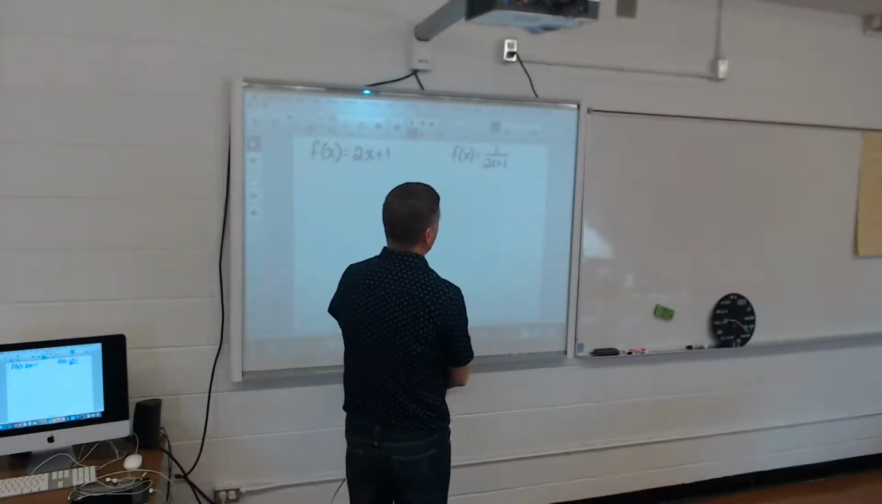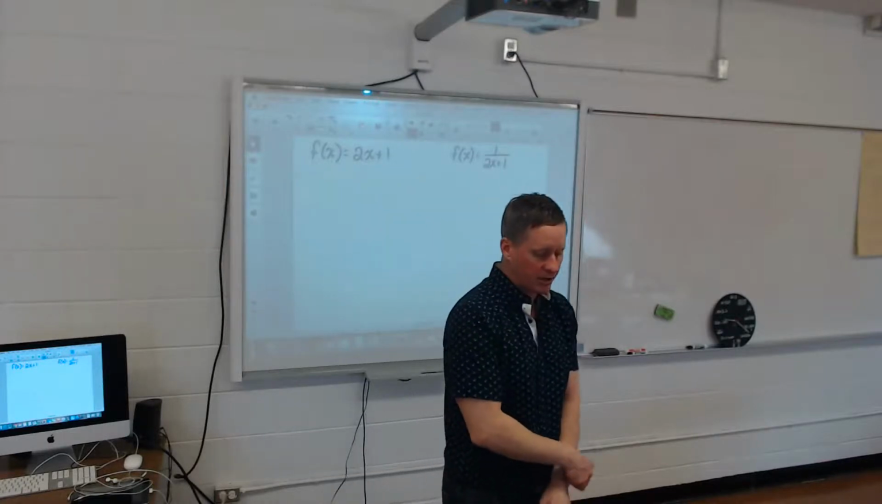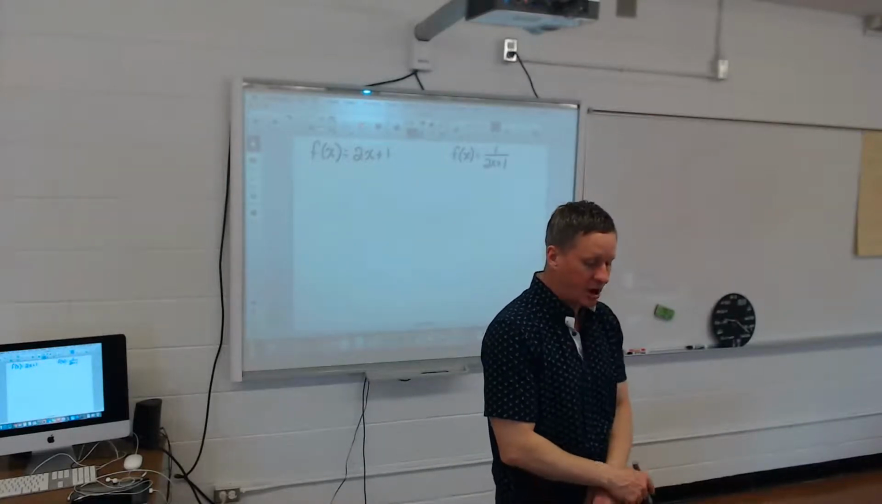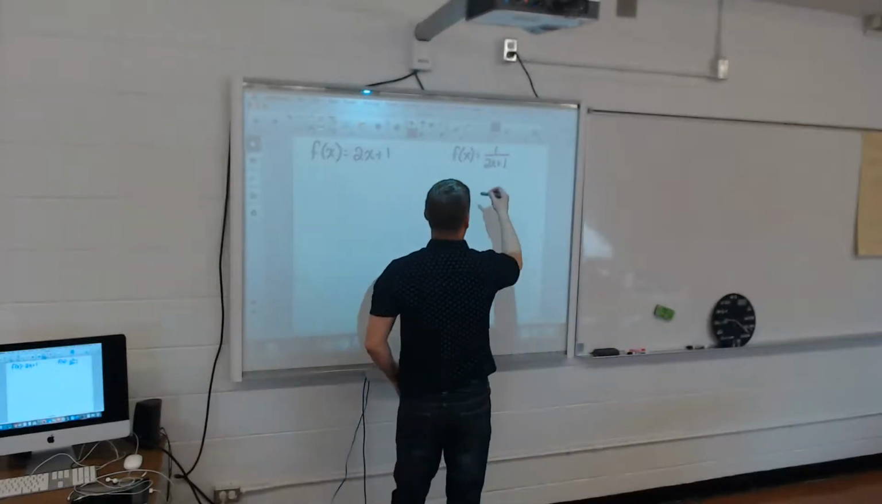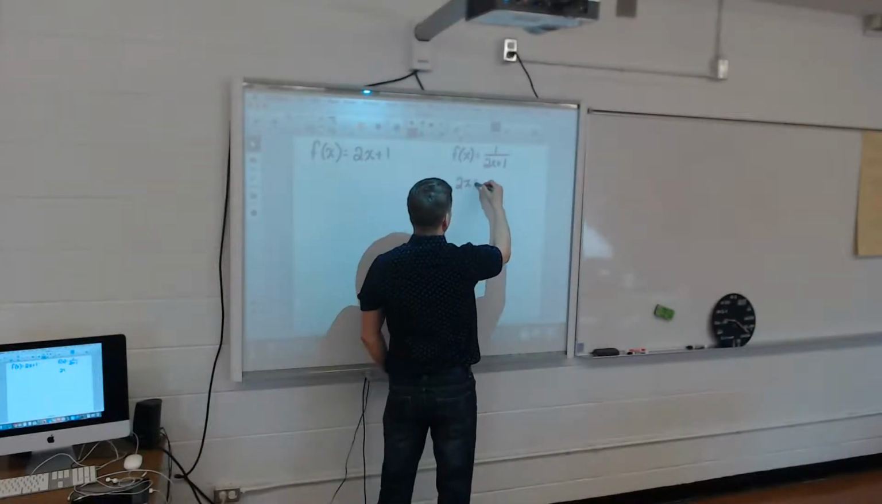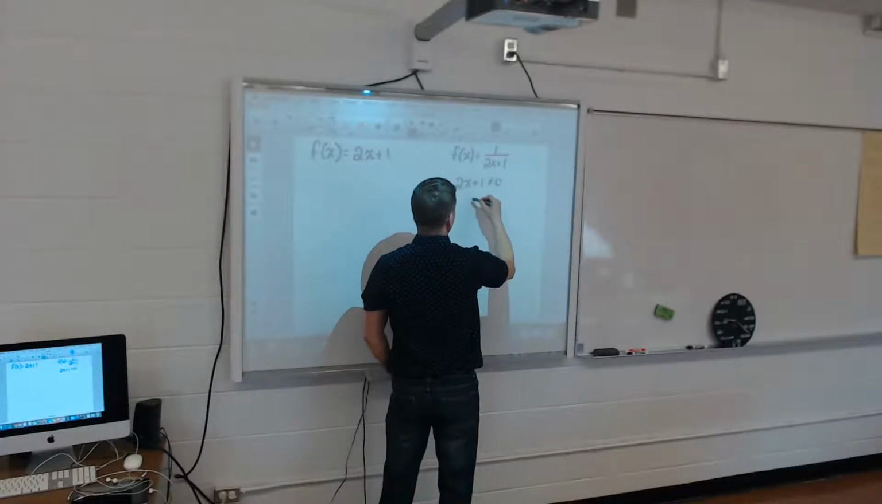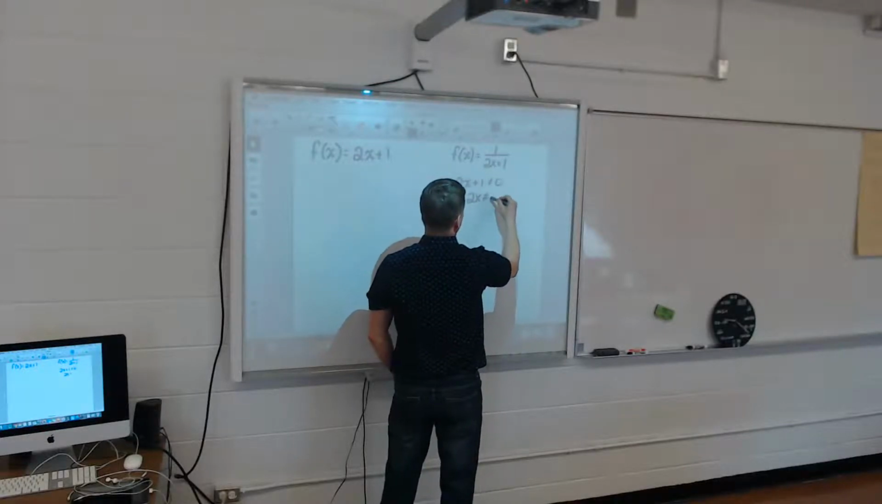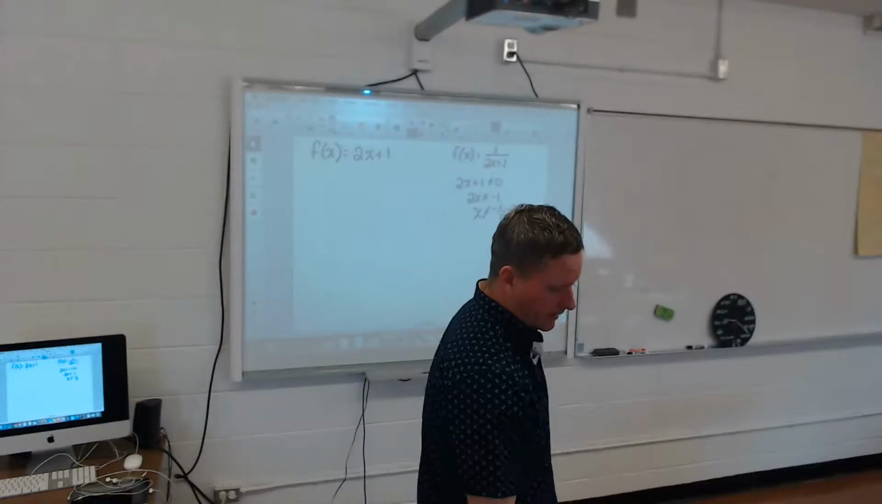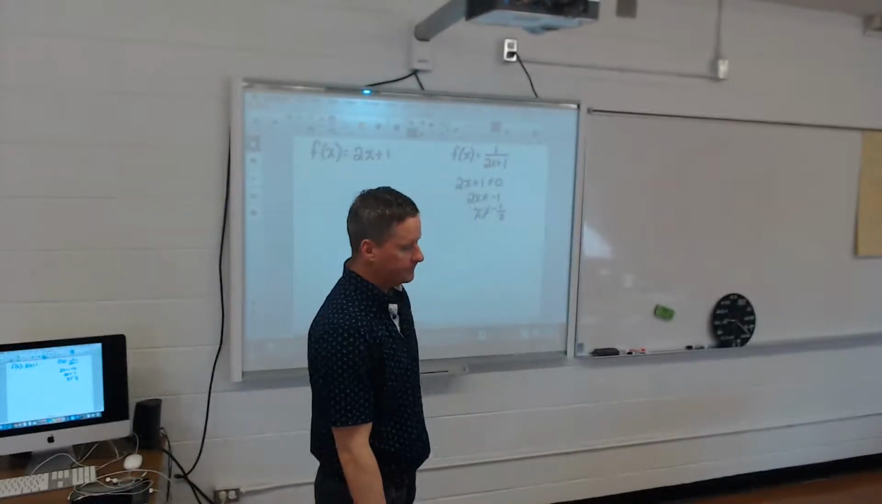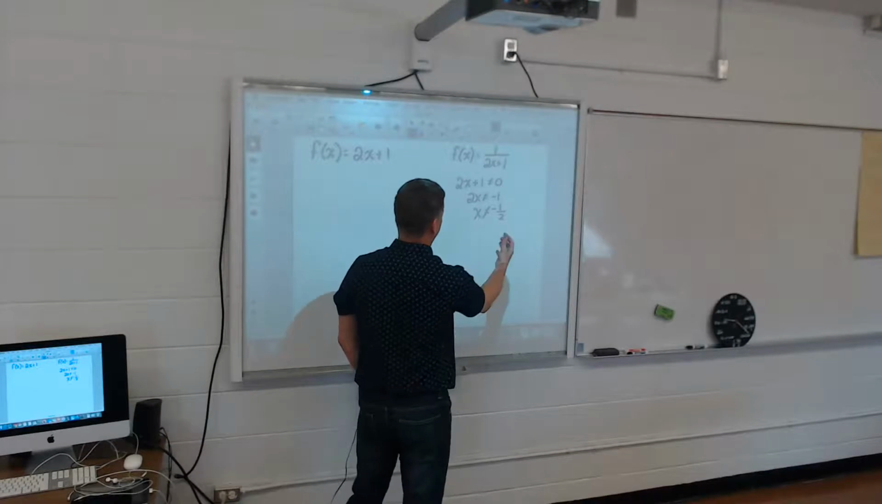So the vertical asymptote occurs, basically it's the same as a non-permissible value. Okay, what can x not equal? Well, 2x plus 1 cannot equal 0. 2x cannot equal -1. X cannot equal -0.5. That is the equation of the vertical asymptote. X cannot equal -0.5.